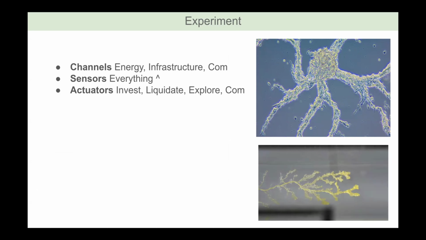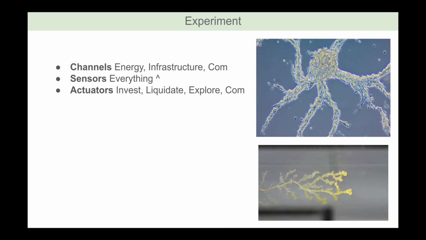This experiment is designed after slime molds. The channels, that substrate, are made out of three main components. One is energy, which you can imagine as fluid, something that flows more. The other is infrastructure, like walls, something a little bit more solid. And the third is communication, which is just whatever the network wants to use it for, like the hidden channels of a traditional NCA. The organism can sense all of that.